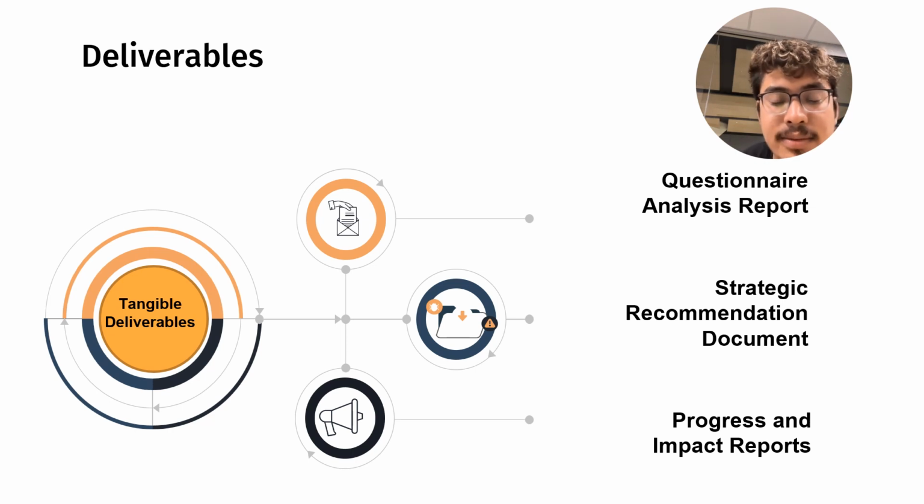The next slide is tangible deliverables, and it has 3 points. Questionnaires analysis report, which compiles comprehensive analysis of collected answers. The second point is the strategic recommendation document, which develops actionable strategies based on data analysis. And the third is progress and impact reports, which show periodic reports on project progress and outcomes, highlighting the impact of implemented strategies on regional communities.